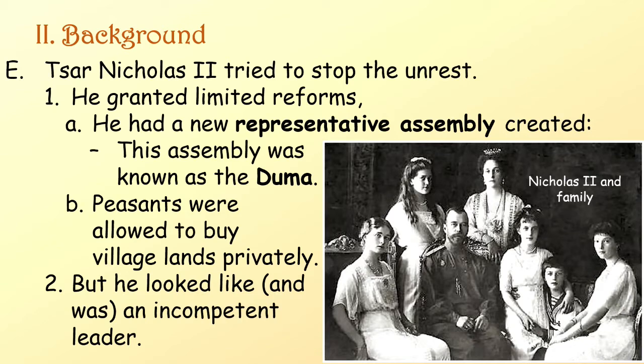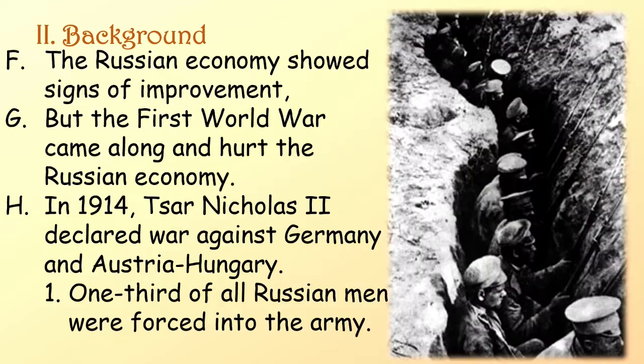Tsar Nicholas II tried to stop the unrest. He granted limited reforms. He had a new representative assembly created, and this assembly was known as the Duma. Peasants were allowed to buy village lands privately. But he looked like, and was, an incompetent leader. The Russian economy showed signs of improvement. But then the First World War came along and hurt the Russian economy badly.